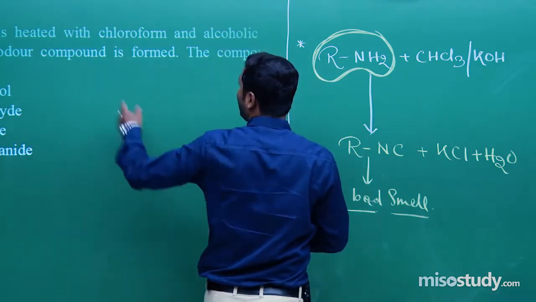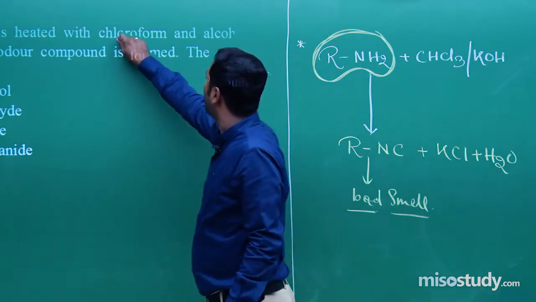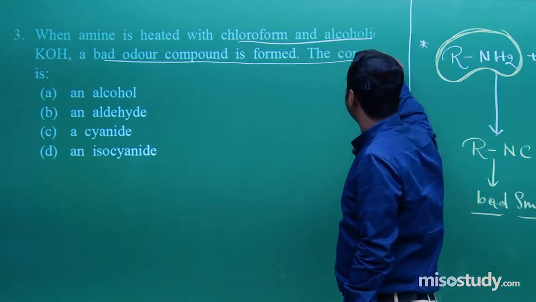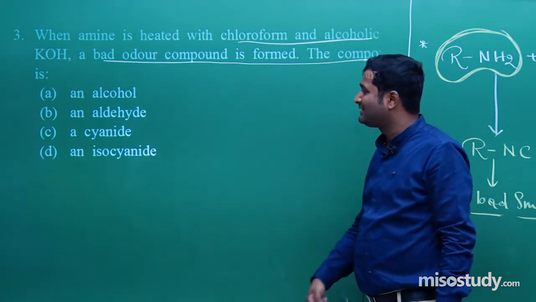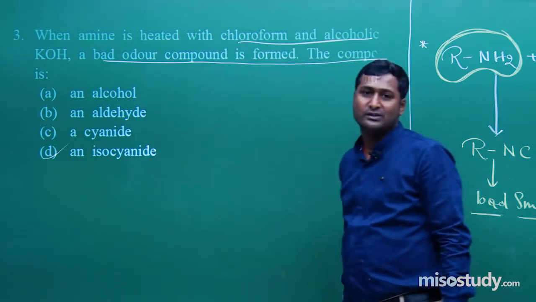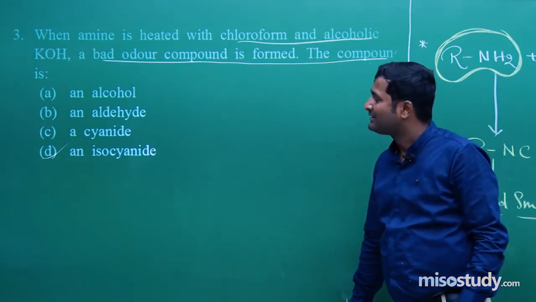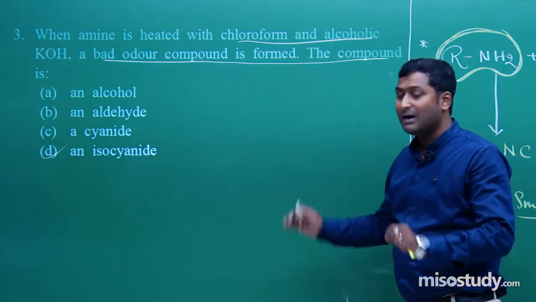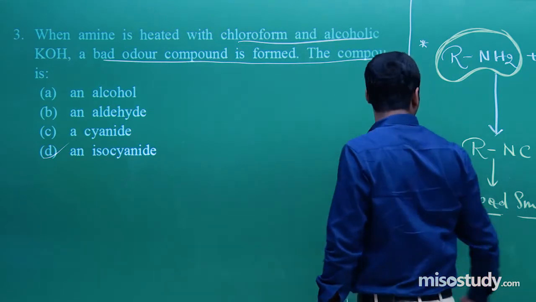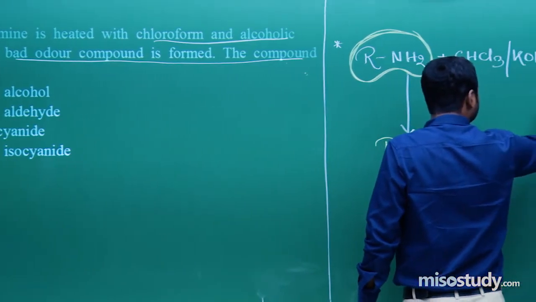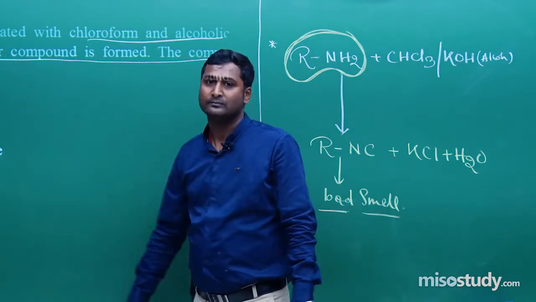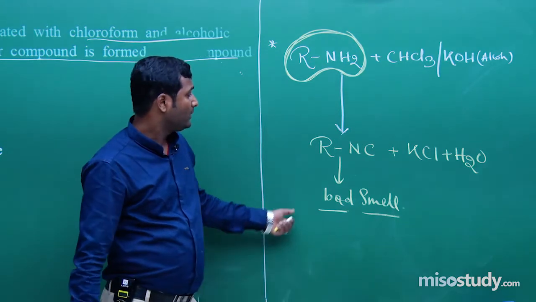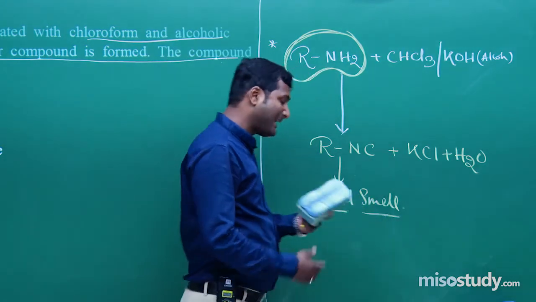So what will happen when amine is heated with chloroform and alcoholic KOH? A bad odour compound is formed. The compound is isocyanide. Clear to you? This is a simple explanation. You can easily solve such kind of questions if you have command over the theory. Put here alcoholic. Clear? This is the reaction. Okay friends? I think you have noted it down. So let's move to the next question.